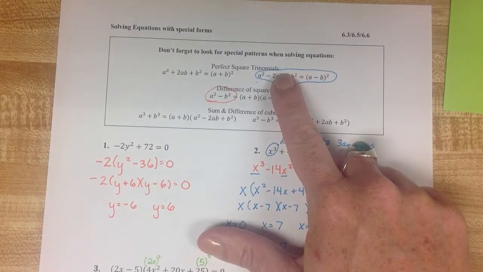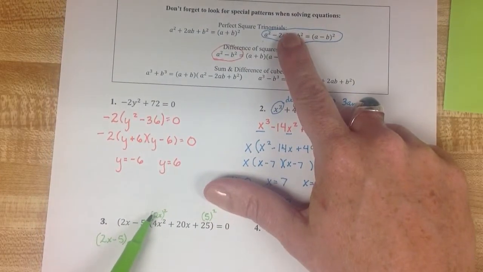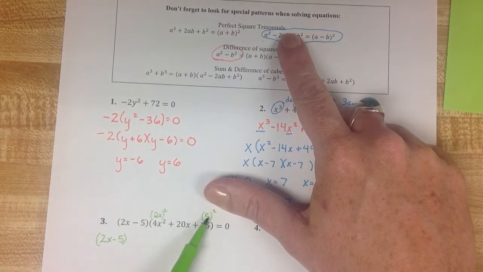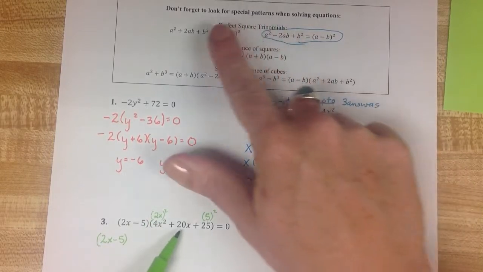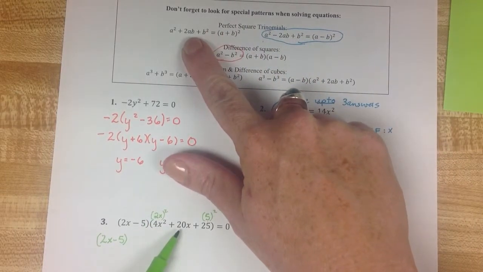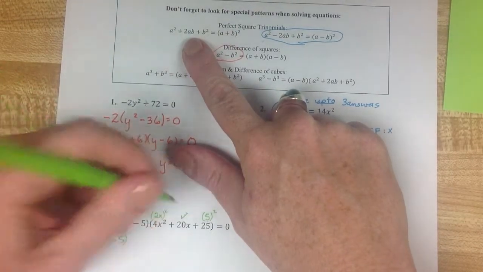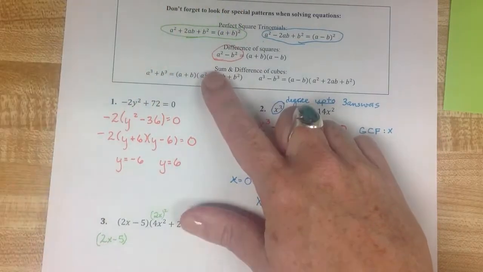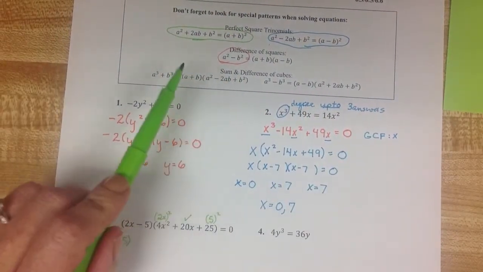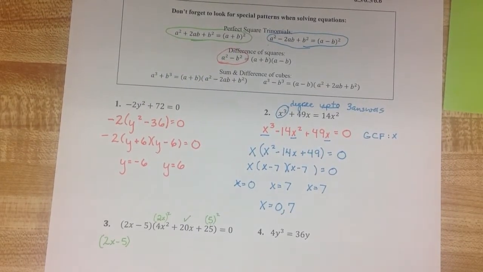I'm going to test it by taking that square root and that square root, multiplying them together and doubling them to see if they come up to be the middle. So 5 times 2x gives me 10x, and when I double it, which is what it says to do, take the a times the b and then double it, I do get 20x. So this particular problem follows the perfect square trinomial where all of the operators are positives.